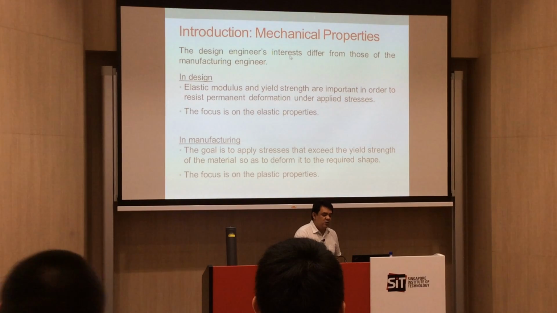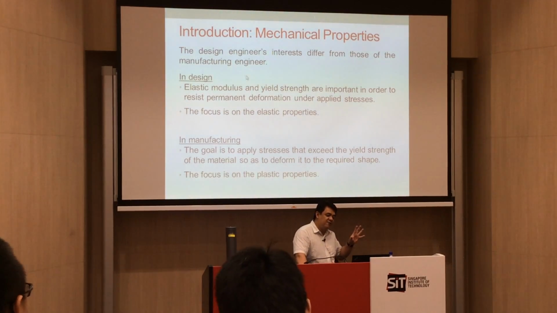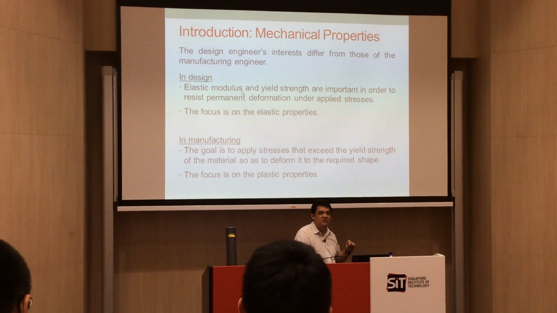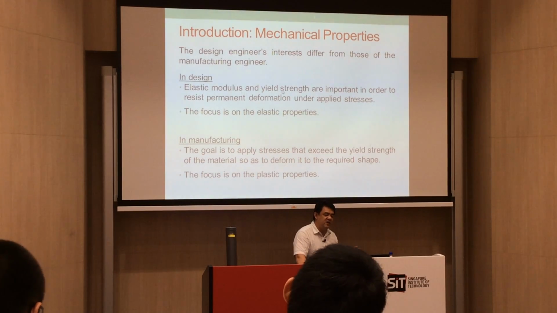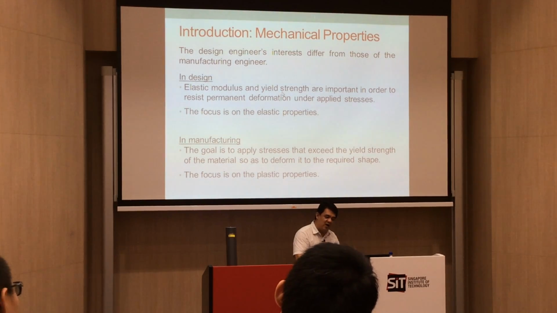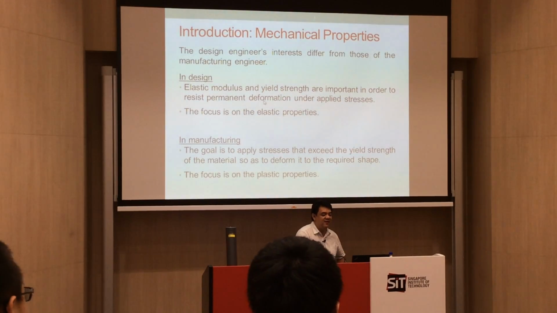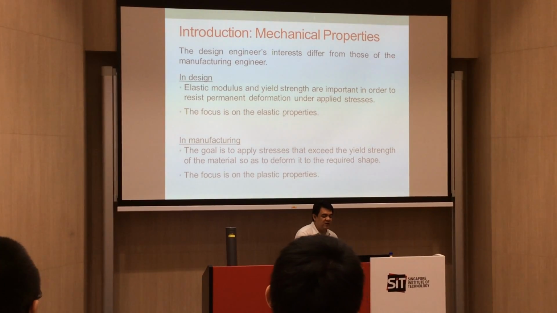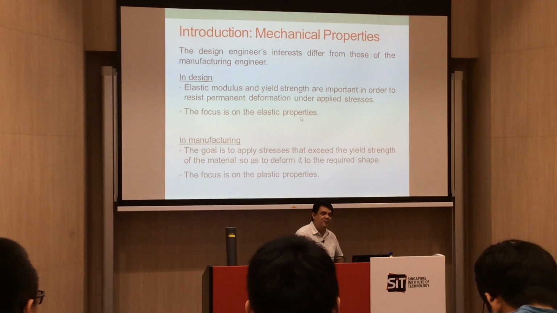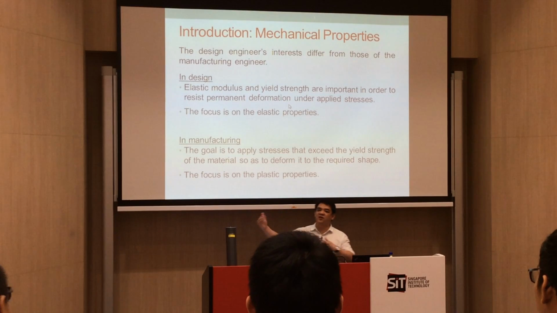So, in this one, from different perspectives, we have different interests. For design, elastic modulus. These elastic moduli are actually given, and then we come up with the yield strength. I'll show you the figure later for the stress strain curve. So they are important in order to resist permanent deformation under applied stresses. The focus is on the elastic properties. That's from the point of view of the designer. You don't want to exceed the strength of your material.